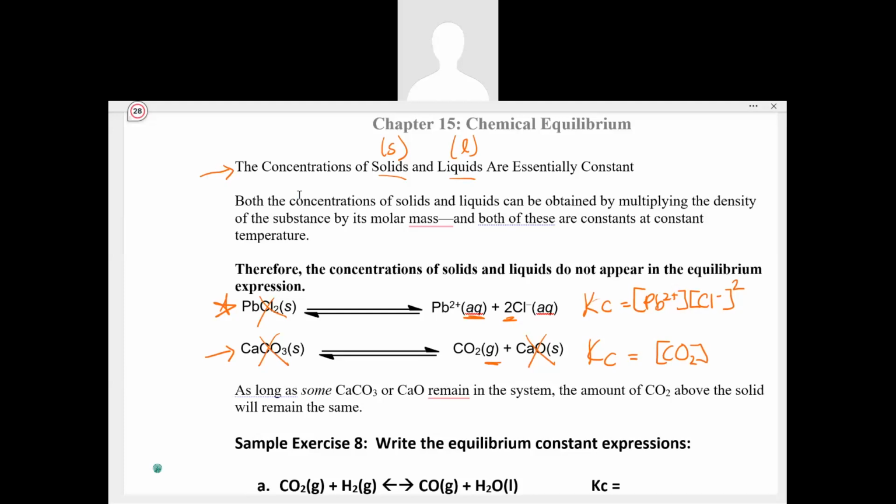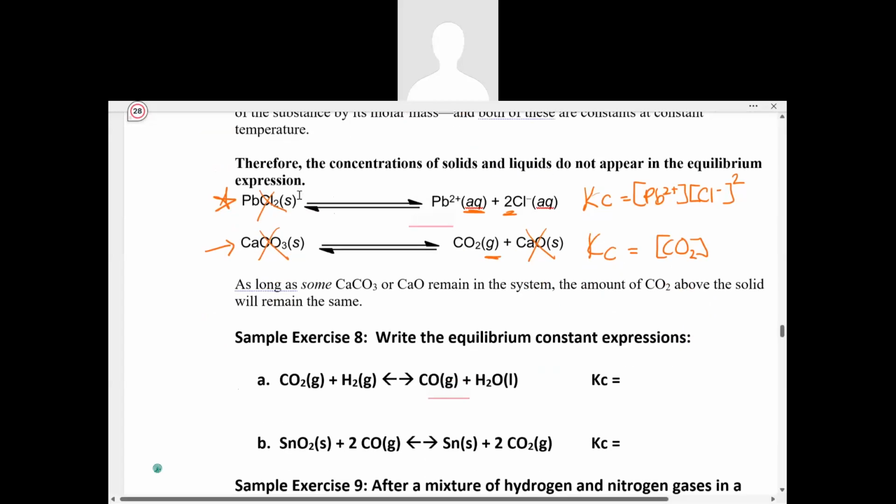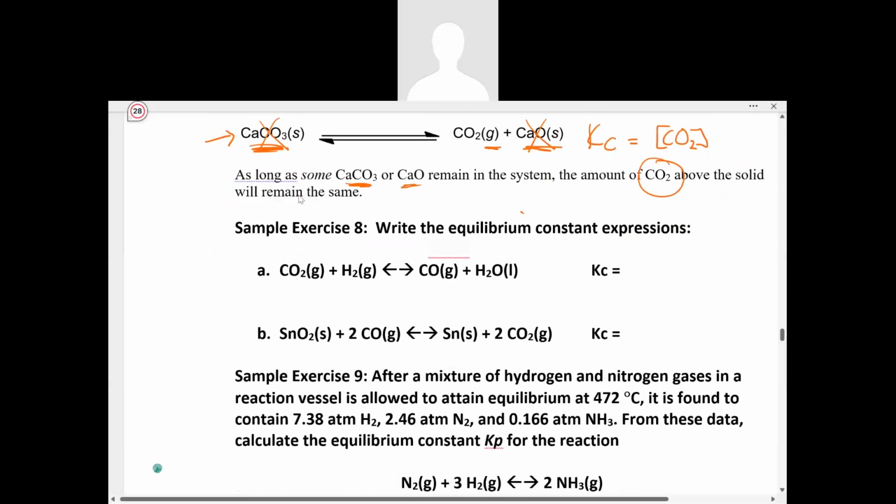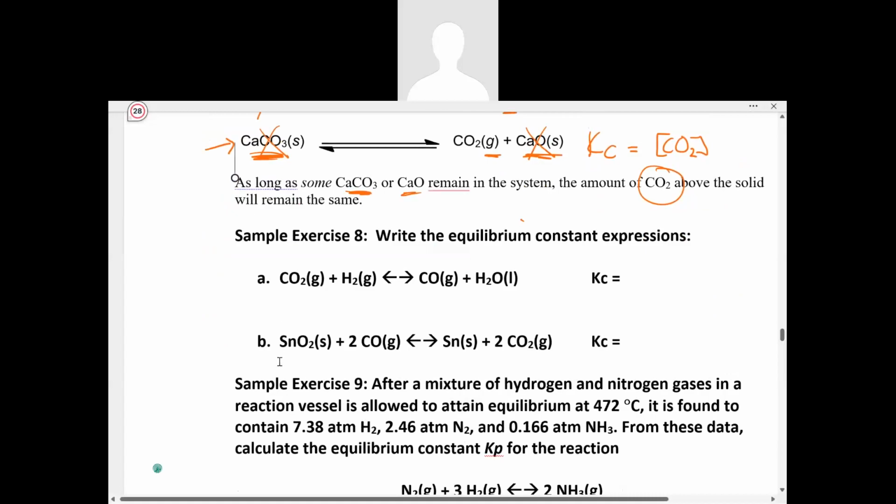So there's 2 examples. And we're given some additional information here to note that as long as some of this calcium carbonate or some of this calcium oxide solid remain in the system, the amount of CO2 will also remain the same because none of this is decreasing, so we're not shifting either way. So let's take a look at sample exercise 8 here.